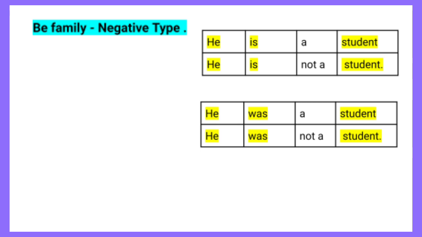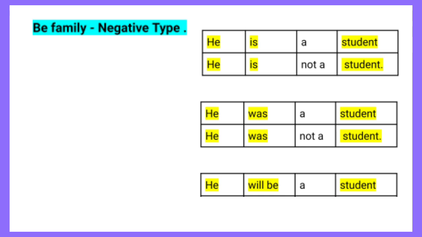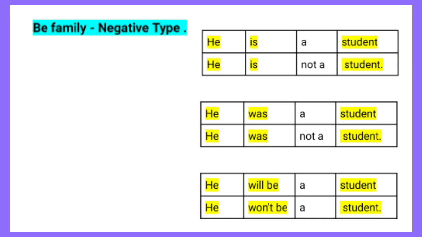Then how will it be in future? He will be a student. Very good. What about the negative? Fantastic. He will not be. Otherwise, he won't be a student. Very good. Okay, let's read from the top. He is a student. He is not a student. He was a student. He was not a student. He will be a student. He won't be a student.